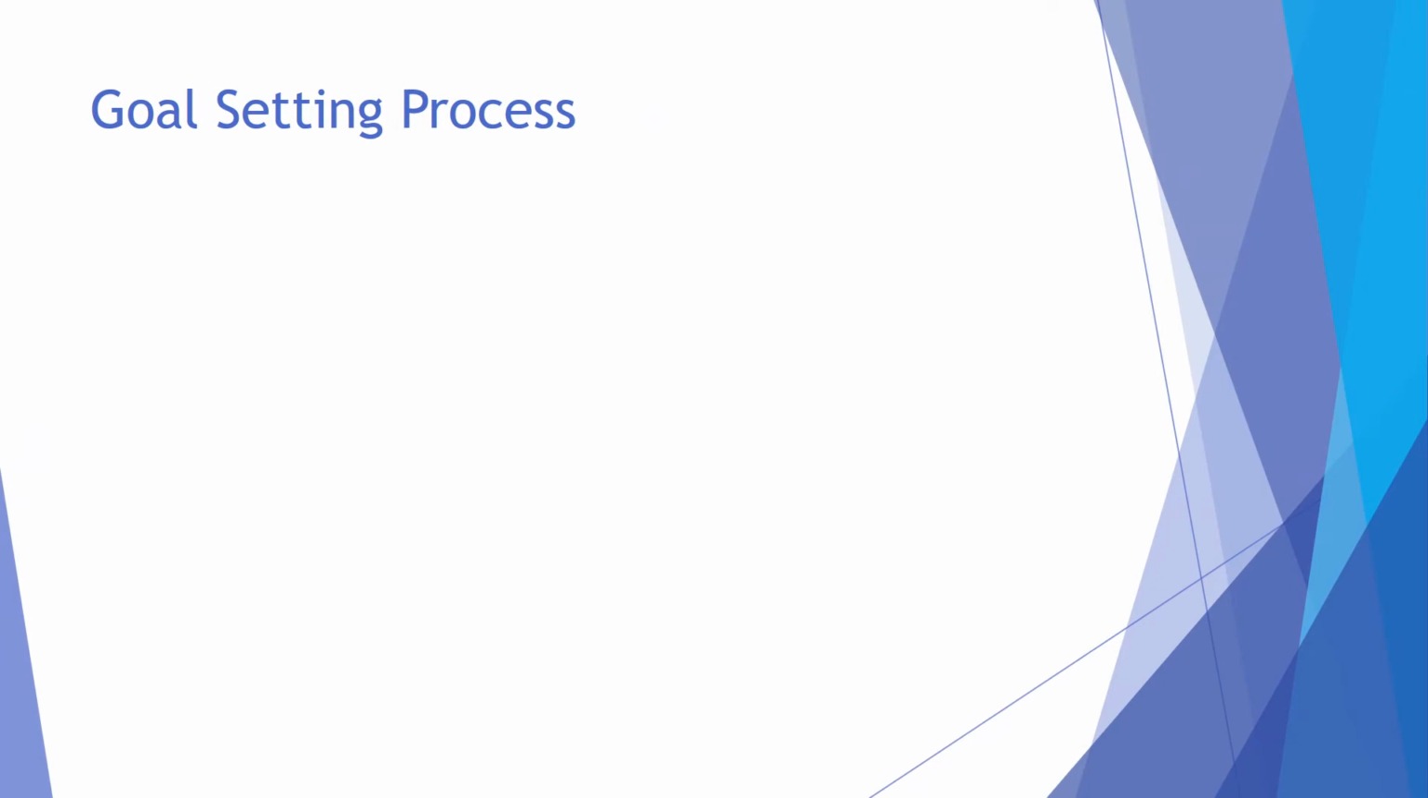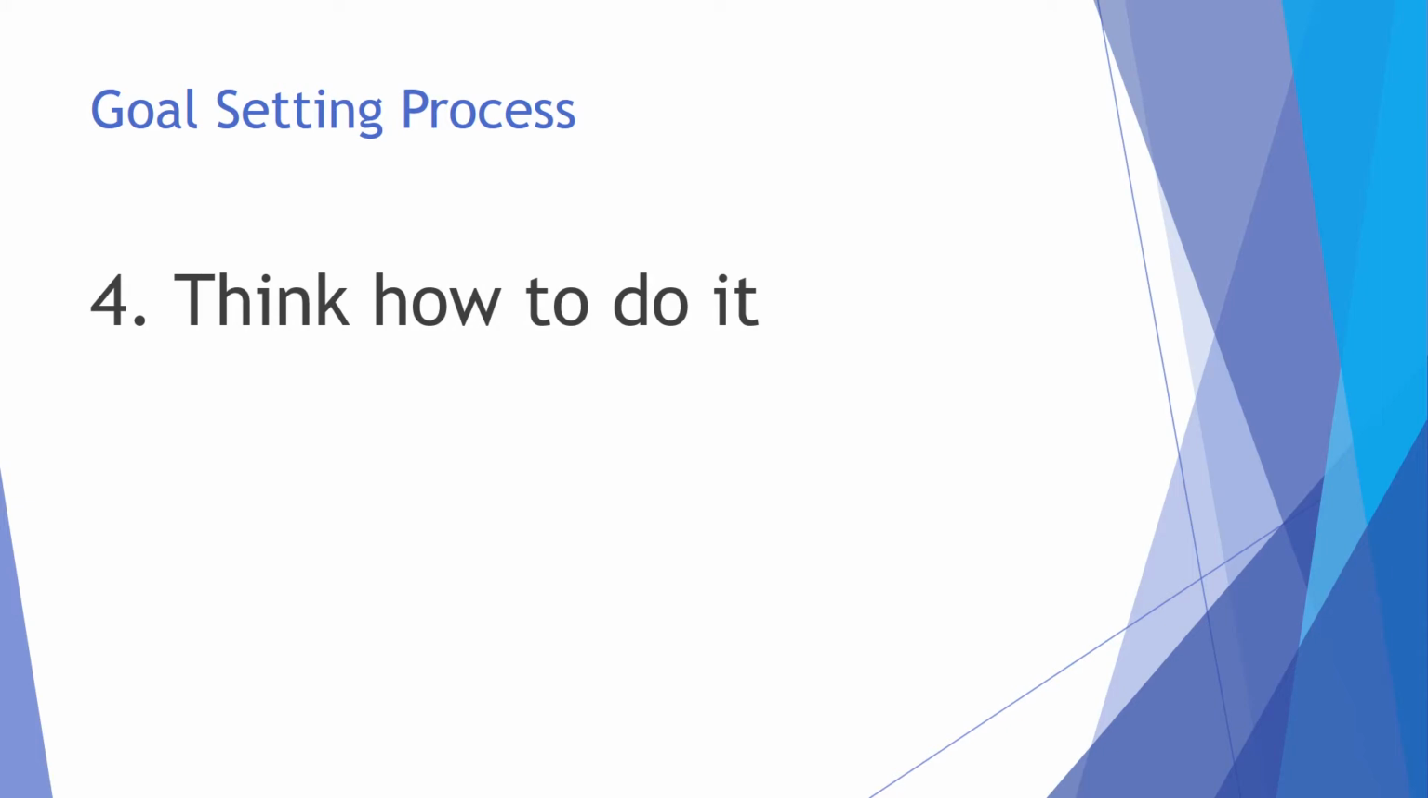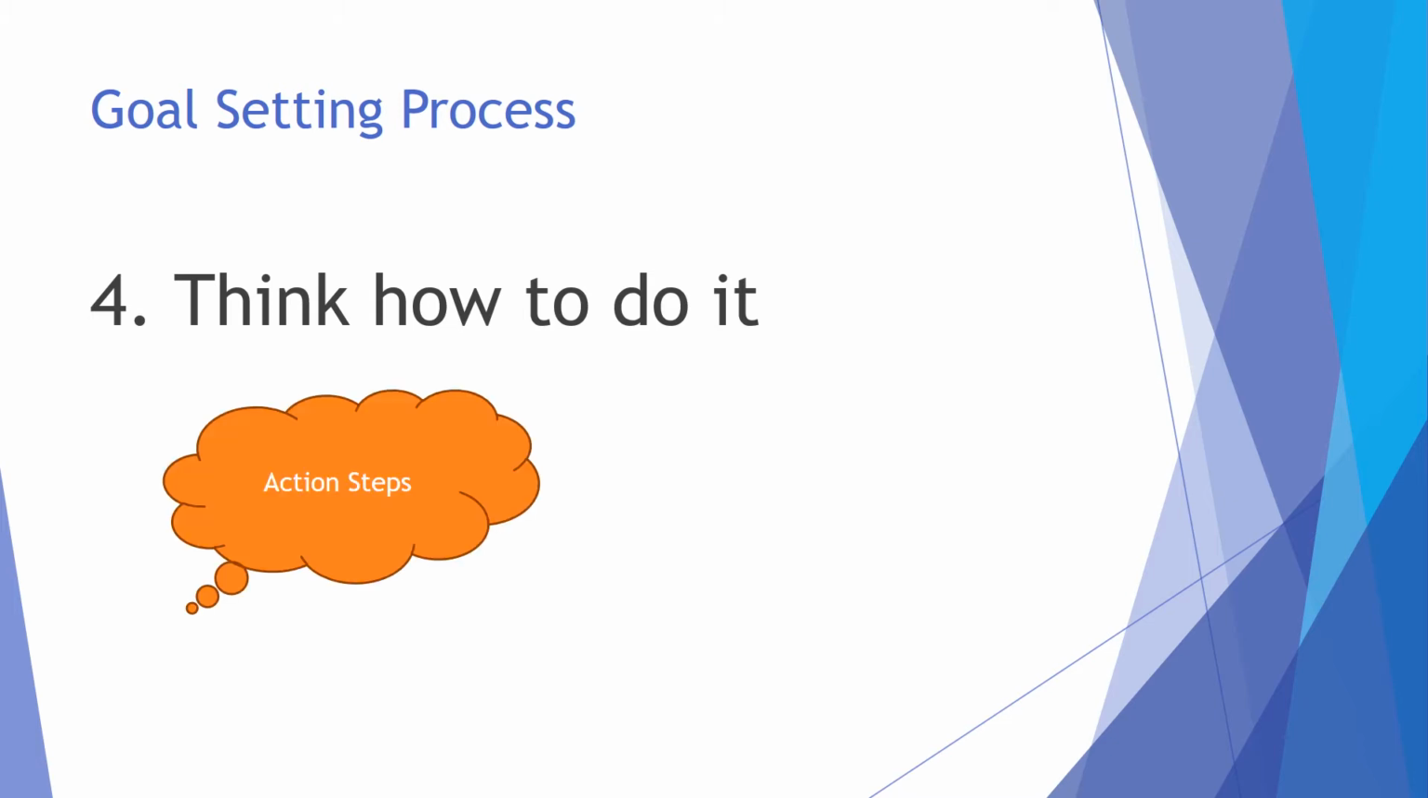From there, you can move on to step 4, which is to think how to do it. This is where you will come up with your plan on how you are going to reach your goal. To do this, you need to consider 2 things. The first is action steps. These are the smaller tasks or steps that need to be completed so you can reach your goal.